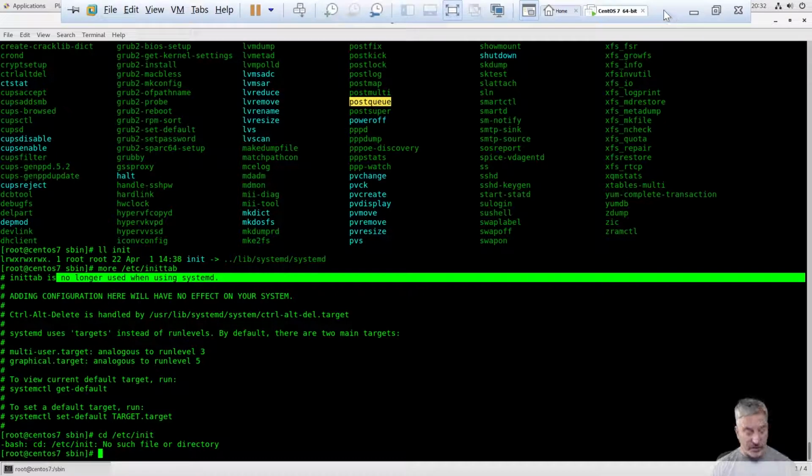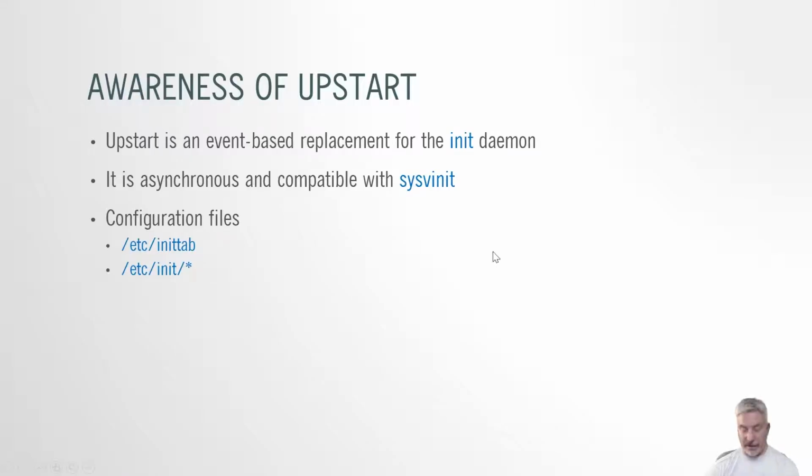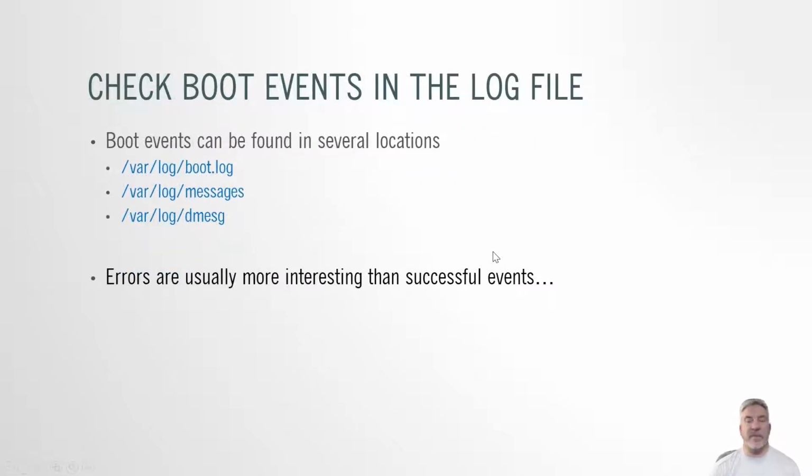Now, when the system boots, one of the things we would be considering is where we can find different details about what happened during that boot. We've already looked at dmesg. These are the things that would go to the console, the kernel-related messages. And we'll also look at /var/log/boot.log and /var/log/messages.